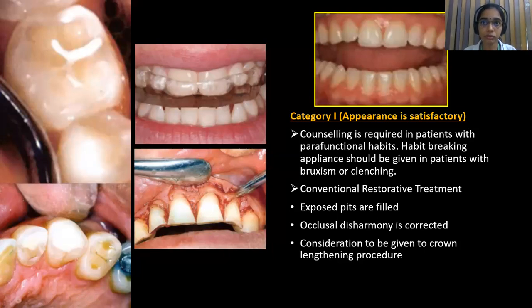So we have to counsel the patient if he is having any parafunctional habit, and if the malocclusion has to be corrected. The habit breaking appliance should be given in patients with bruxism or clenching. This is followed by a conventional restorative treatment. If there are any exposed pits, they can be filled.